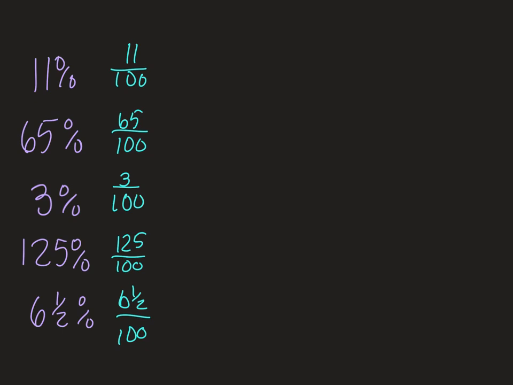Now we have to ask ourselves, can we simplify? Can we simplify this? Nope, it's 11 over 100. Can I simplify this one? Sure, I can divide both of them by 5, and I get 15 over 20. Did I do the math right? No, it's 13. 13 over 20. This guy, he's done. Can't be simplified.